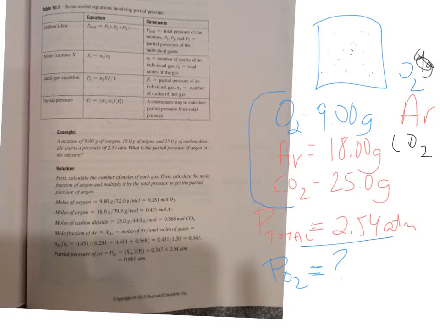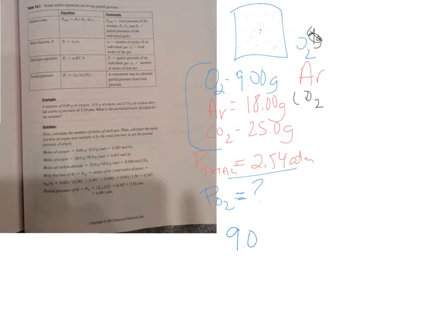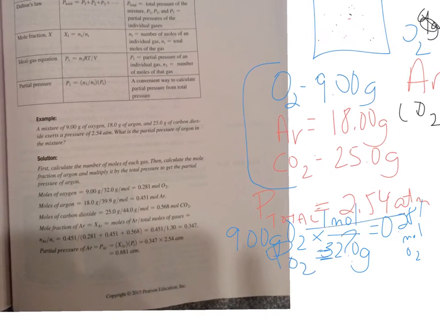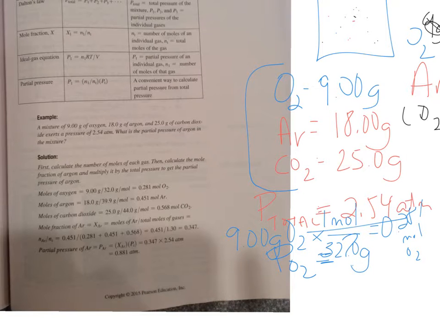And I will do that here. So if you know that you have 9.0 grams of oxygen, and you multiply it by the molar mass written that way, that's the same thing as dividing by the molar mass, and you'll get 0.281 moles of oxygen. And you can see that they did that for the argon and the carbon dioxide, and they came up with moles of carbon dioxide, moles of argon, and moles of oxygen.